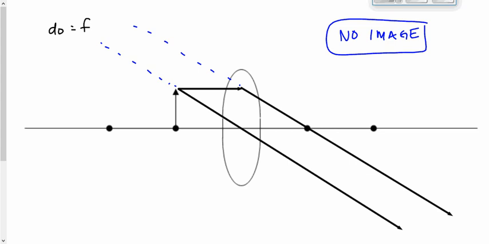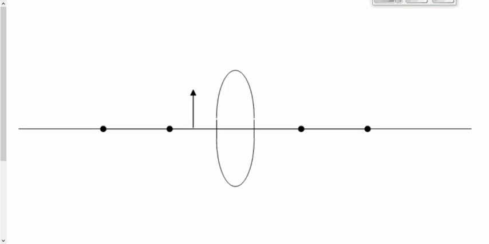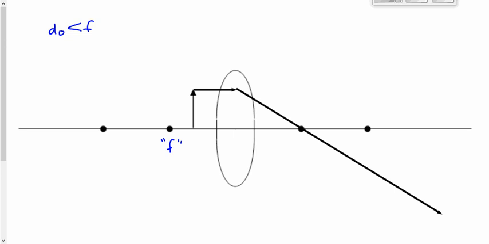Let's take a look at that last one. This time we're going to say DO is less than F. In other words, our object distance is pretty close to the lens itself, inside the focal length of the lens. That first ray is going to go from the top of the object parallel, as they all do, then down through the focal point. The second one is going to go from the top of the object down through the optical center. Keeps going straight through.